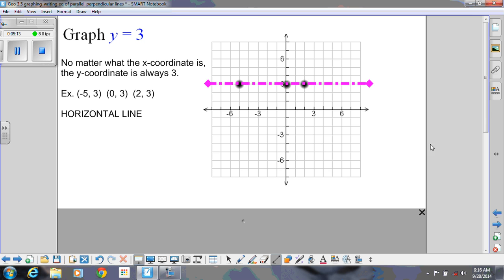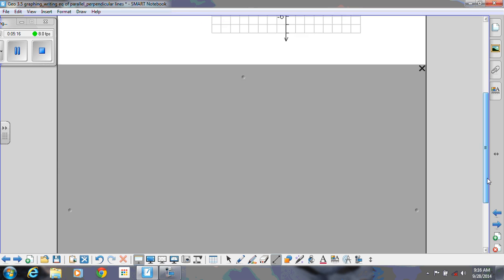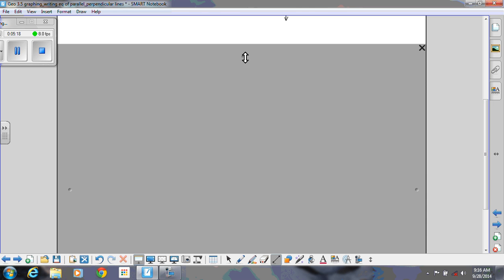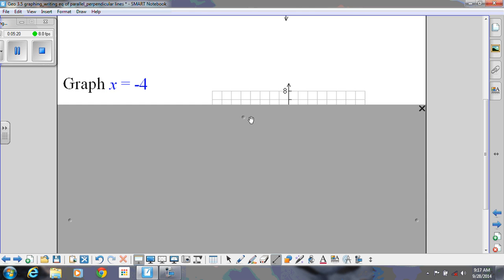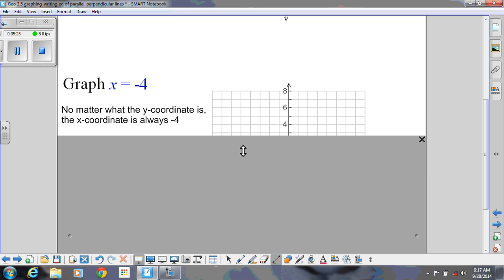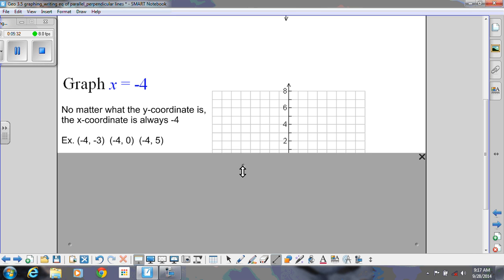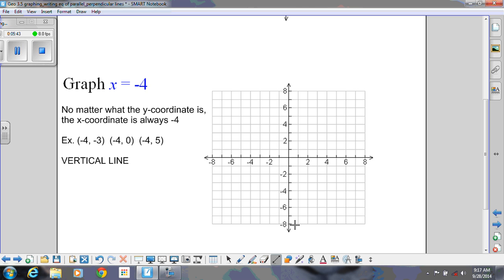Now, on the other hand, you could have an equation that only has one variable, and that variable is x. So let's say we have an equation like this. Notice that there is no y in the equation. What that means is no matter what the y coordinate is, the x coordinate is always -4. For example, I could have (-4, -3), (-4, 0), and (-4, 5). Those would all be on my line. And that's going to make a vertical line.